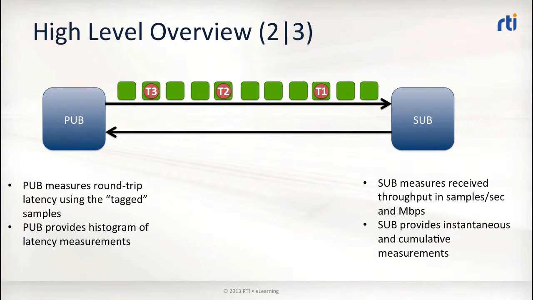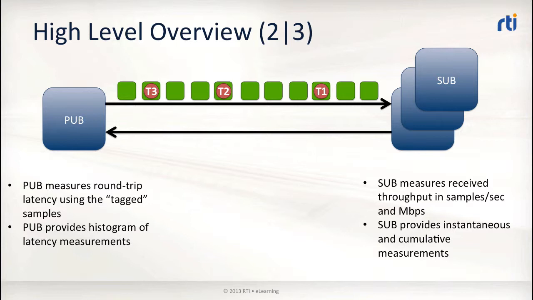Subscribers calculate the received throughput using the message flow from the publisher. The subscriber provides throughput in samples per second as well as megabits per second. The throughput measurements are based on the configured data size and do not include any overhead from the RTPS protocol. Thus, PerfTest measures both throughput and latency, sometimes called loaded latency, which is latency at a given throughput level.